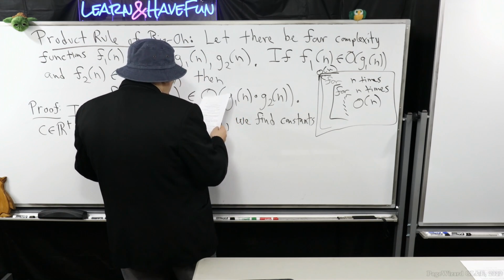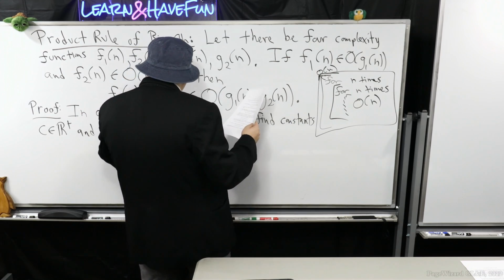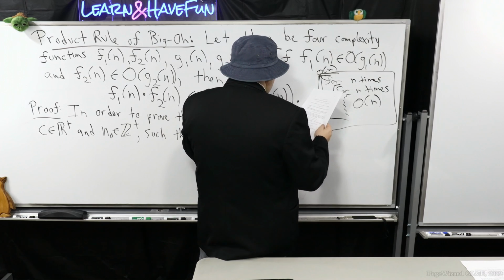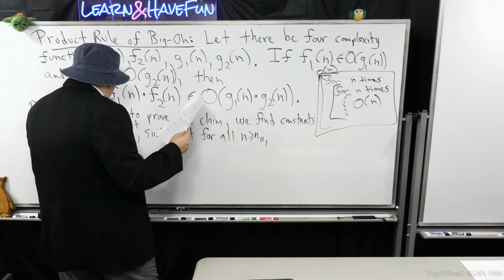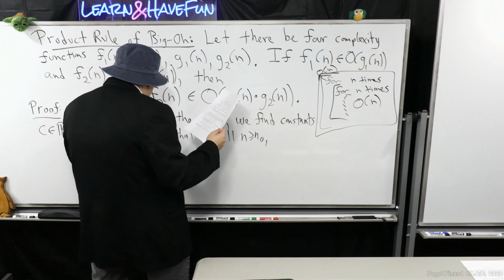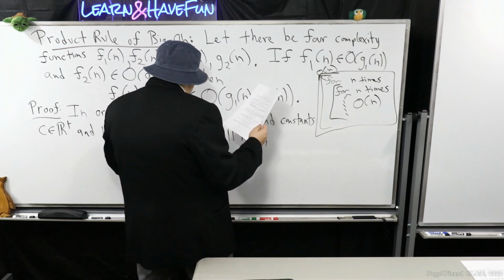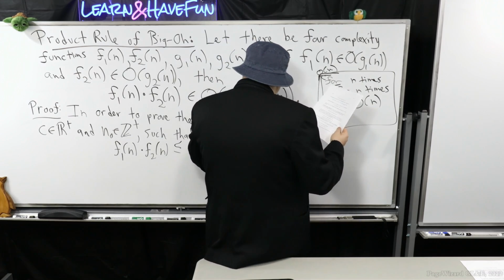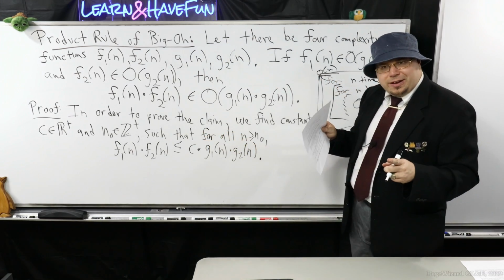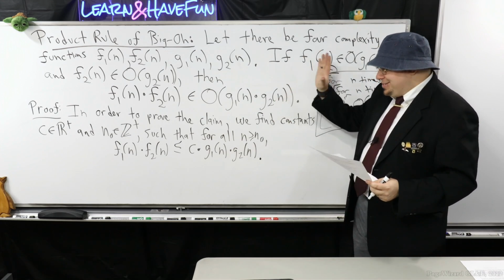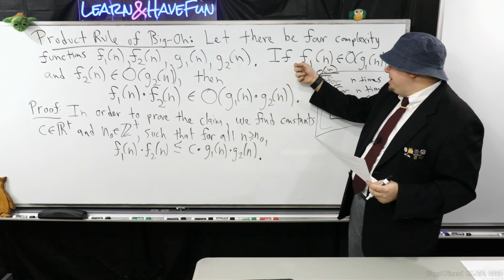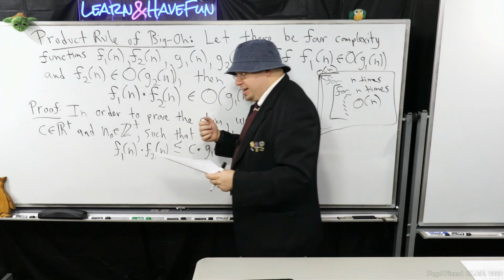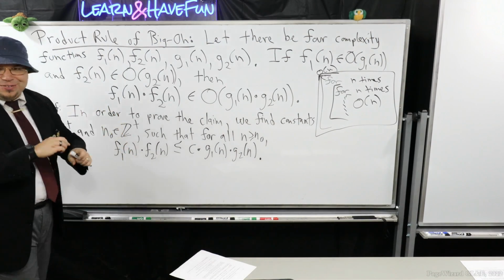And such that for all n greater than or equal to N0, we can say that F1 of n times F2 of n is less than or equal to C times G1 of n times G2 of n. The statement makes sense, everybody, right? So this is just us trying to prove this claim. But notice that I have this and have that at my disposal to use in my proof, which is what we're going to use next.